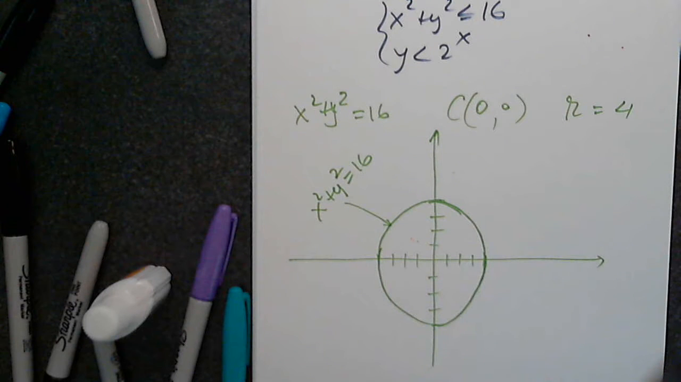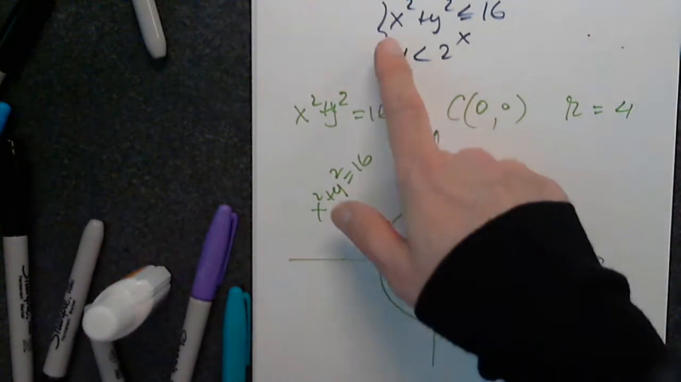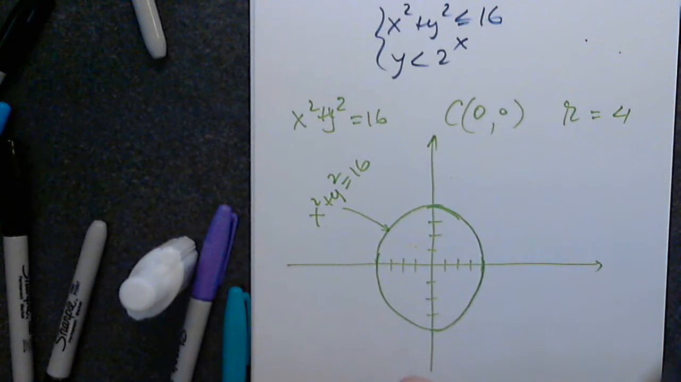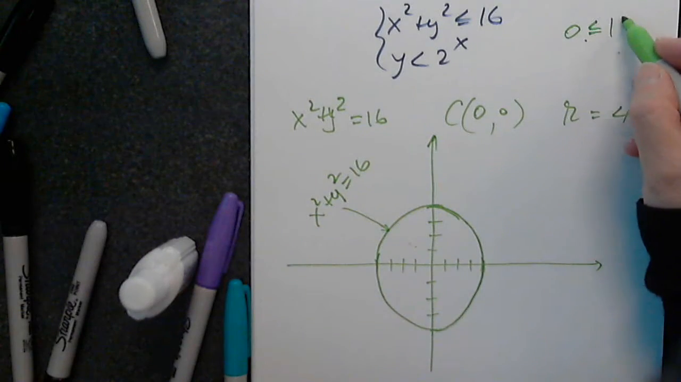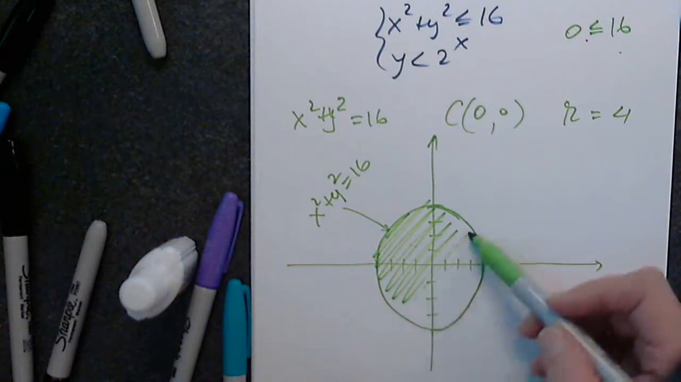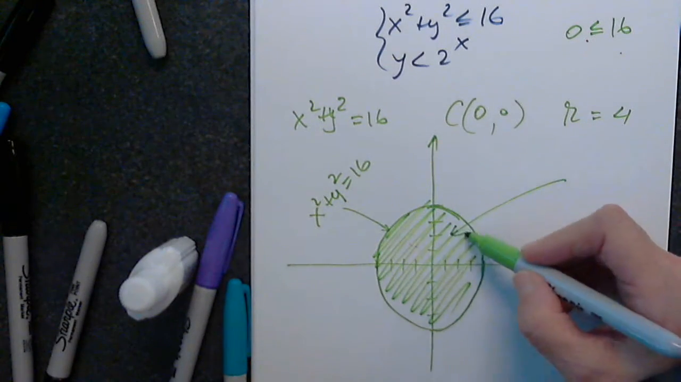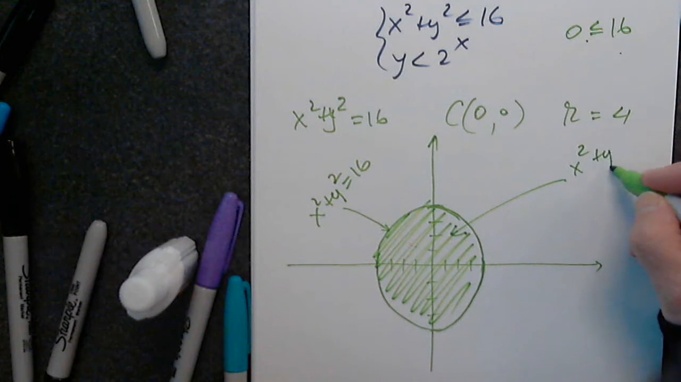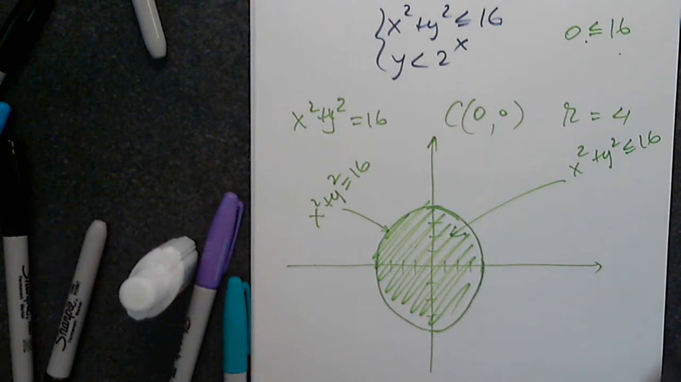so then I check with 0, 0. The graph does not pass through the origin. So when I check with 0, 0, I get that 0 is less than or equal to 16, so I will shade in the inside. The inside is the inequality. So please do not write the inside as the equation or vice versa.